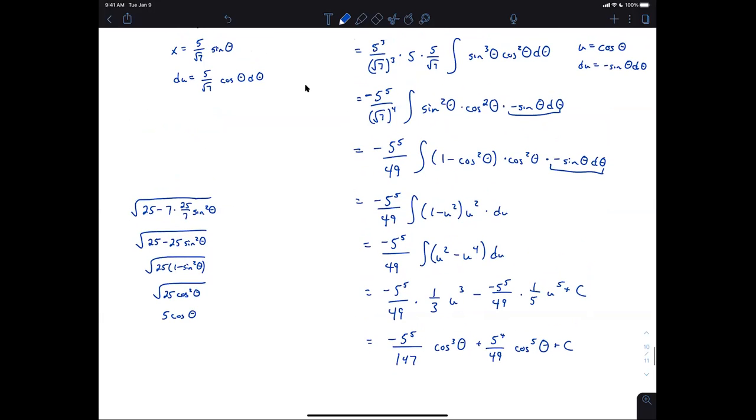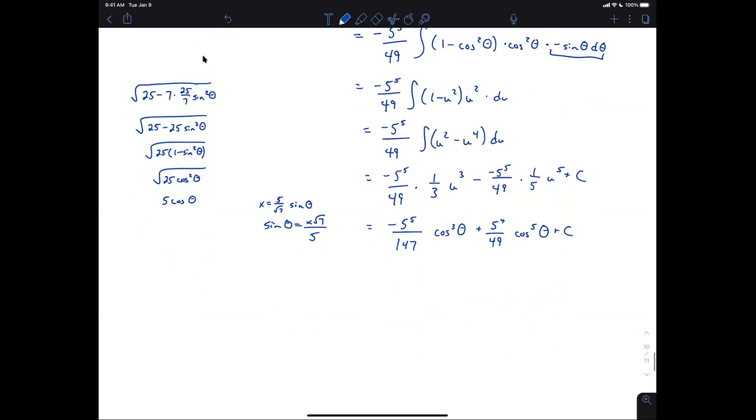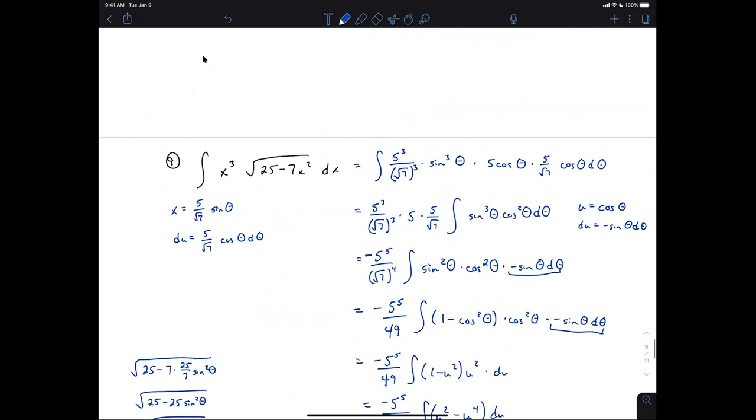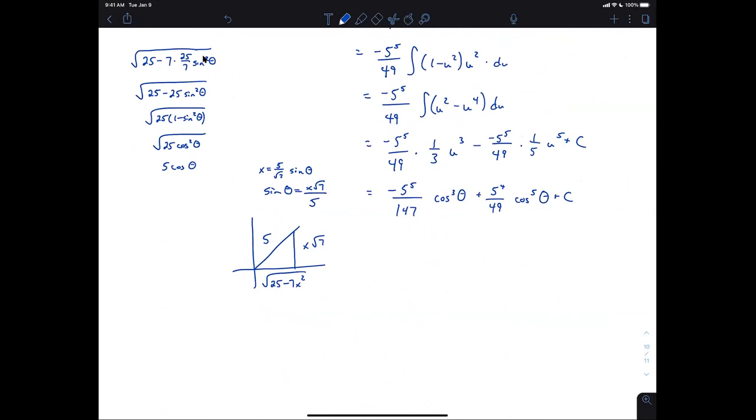All right. So then you go to the original substitution and draw a triangle. Based on that very top left part, x is 5 over the square root of 7 sine theta. So sine theta is x square root of 7 over 5, which means we label the triangle like this. And when we solve it, we get square root of 25 minus 7x squared, which is good because it matches the square root in the beginning.